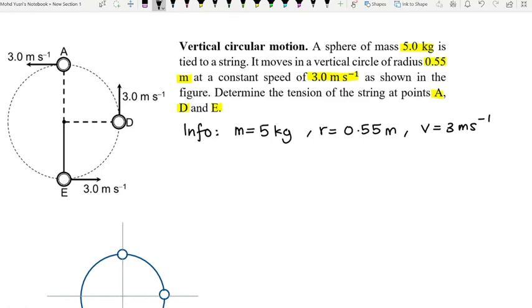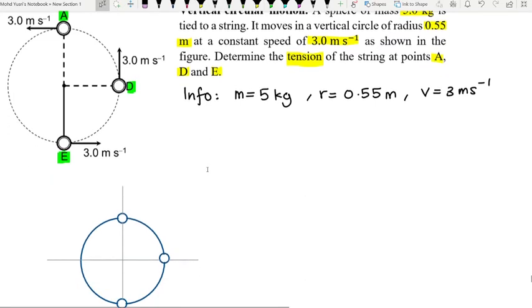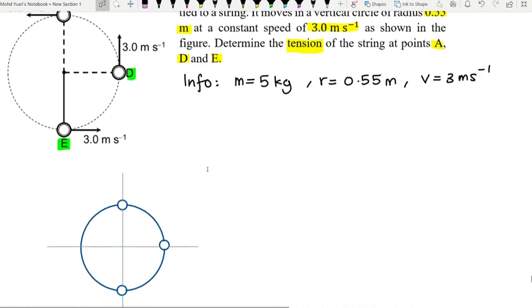So, kita nak cari tension pada point A, D dan juga E. So, mana ada point A, D dan E? Point A ini adalah point yang di atas, point D yang di tengah-tengah ini, dan point E adalah point di mana bola itu berada di bawah. Okey, so mari kita terlebih dahulu identify the forces on the ball.